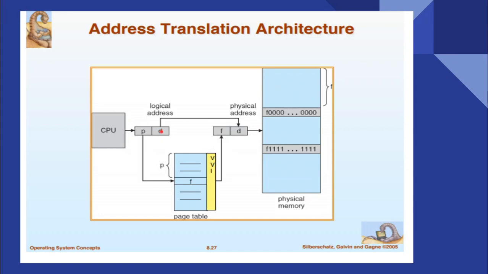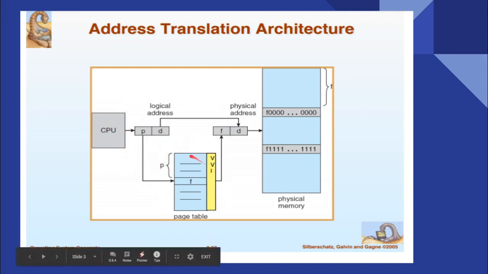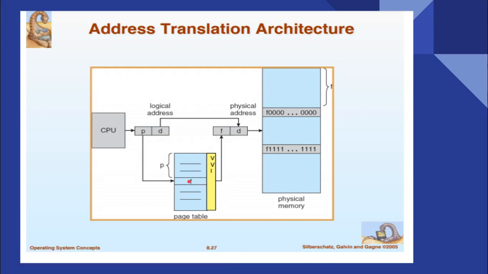The pages are stored in the page table, and here you can see the frames are set. Then we have two indicators, V and I. V is valid, I is invalid. If it is an invalid bit, the system cannot proceed, that means the page is not available in the page table.